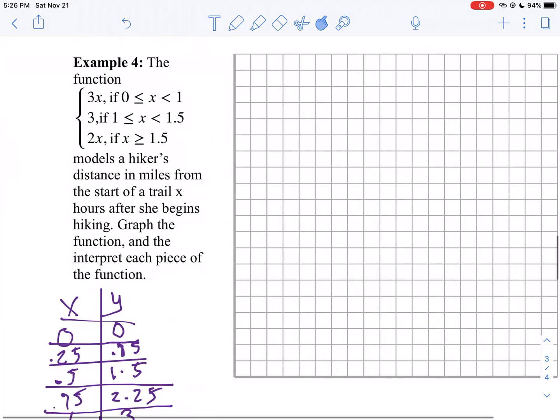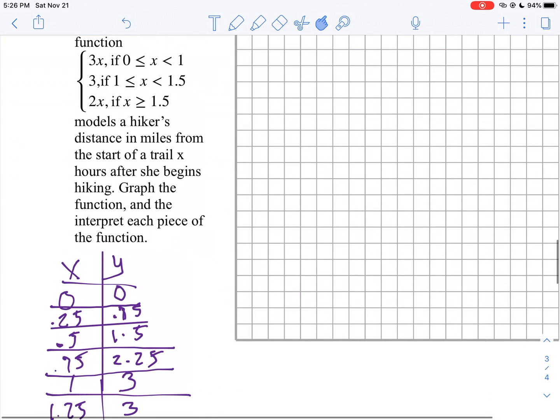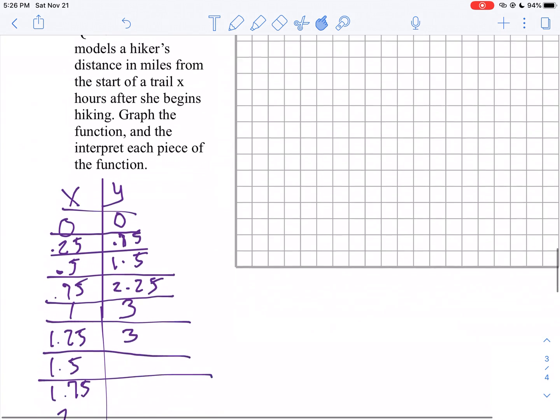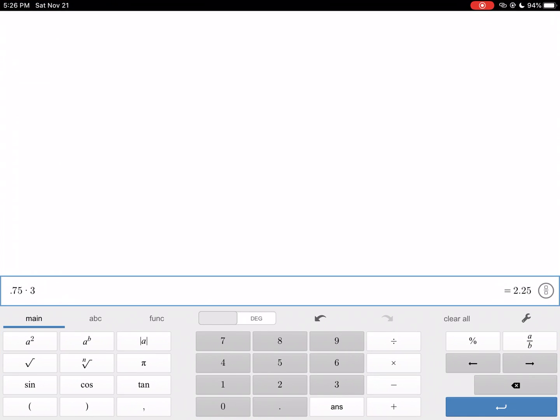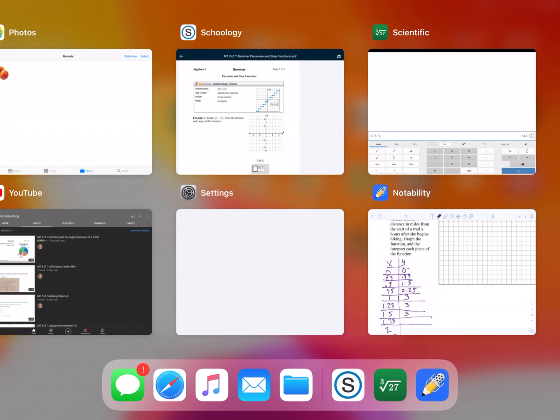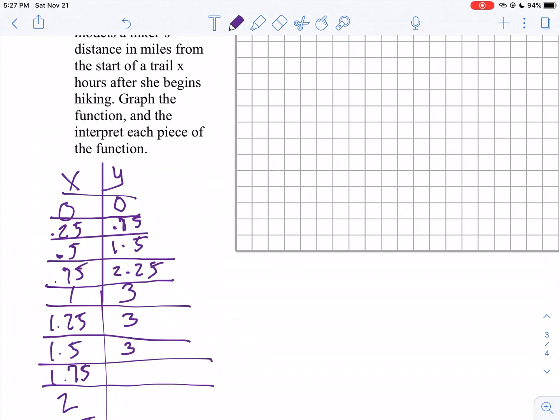I'm going to take it times 2. I guess I didn't need to go that far because I only had to go to 1.5. So 1.5 times 2, well, that's also 3, isn't it? But 1.75 times 2, what's that? 1.75 times 2 is 3.5. And then 2 times 2 is 4. And I think that's all I need.